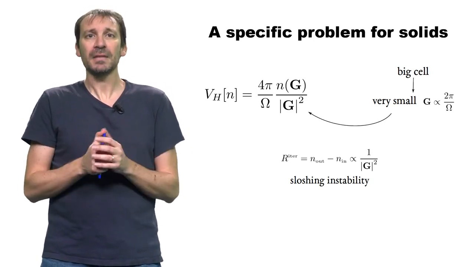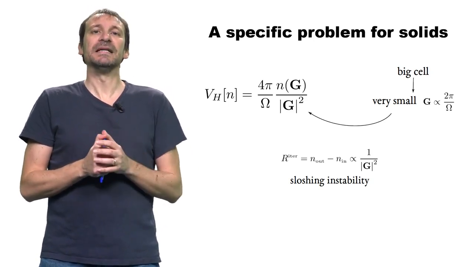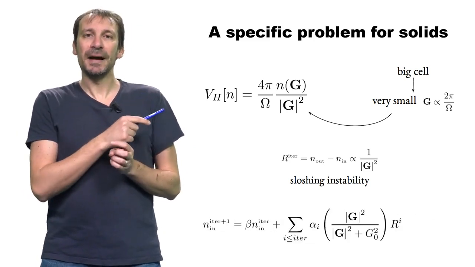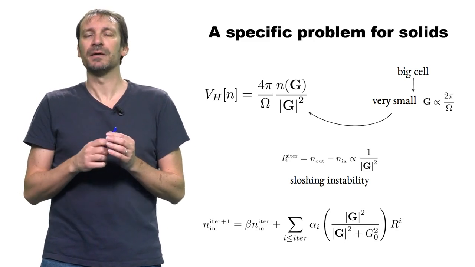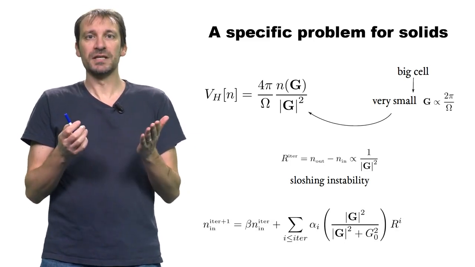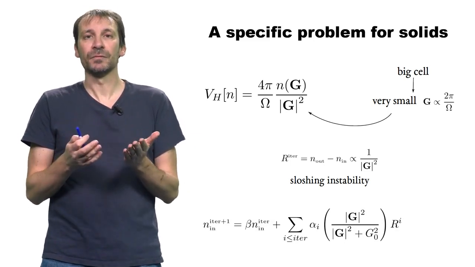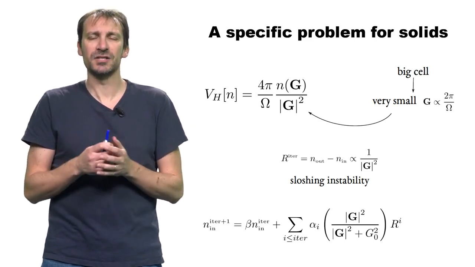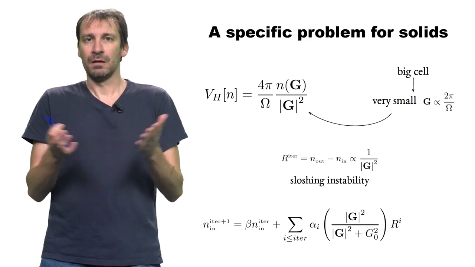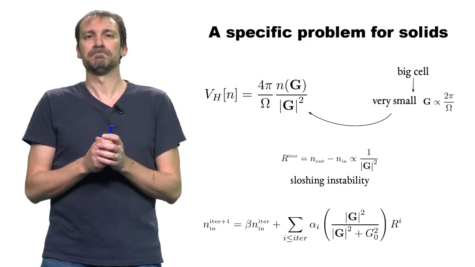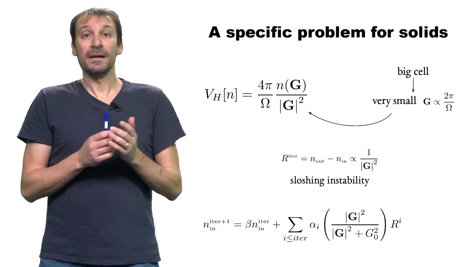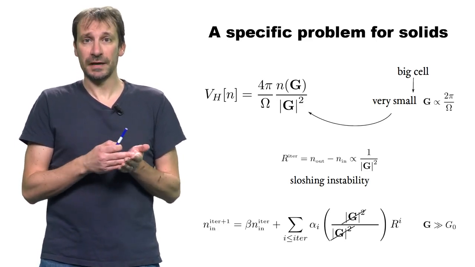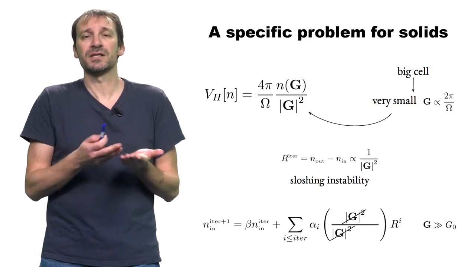Well, how to cure them? A possibility very often used is to change our mixing by introducing this term here between brackets. What is the difference with respect to the normal mixing? We introduce a constant G0 of the order of the characteristic reciprocal length of the system. What is the effect of this constant? Well, first of all, this term is innocuous for big reciprocal lattice vectors. We end up with the previous mixing scheme.